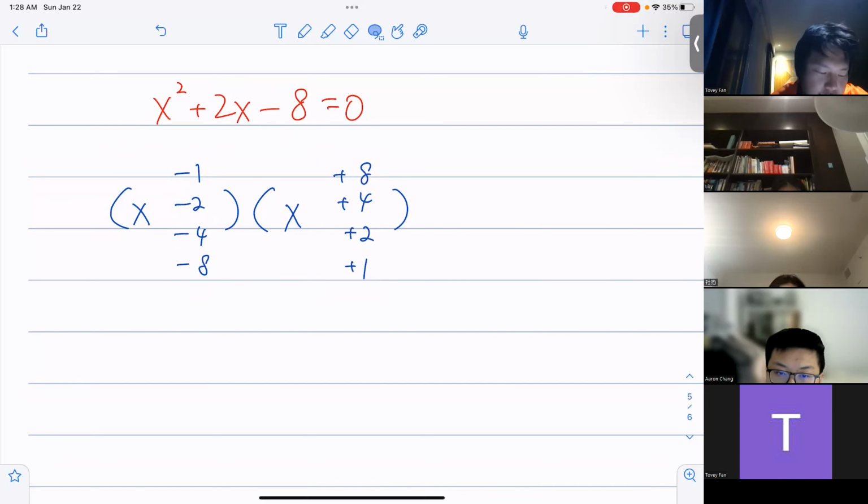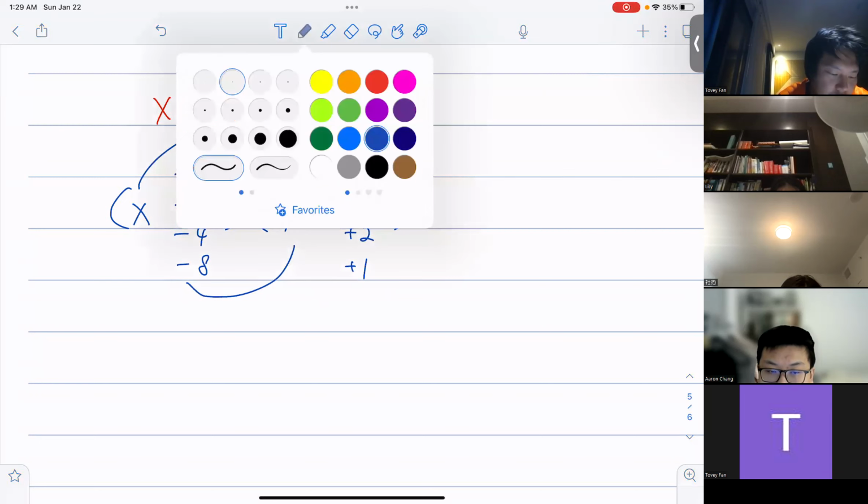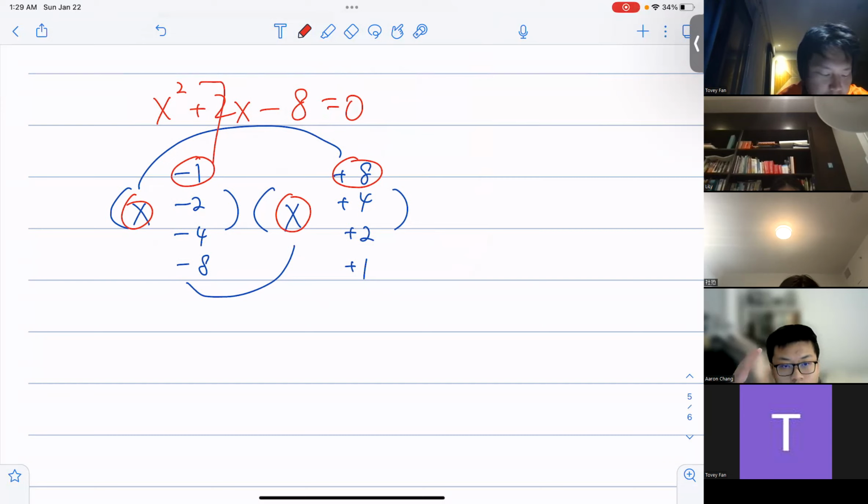But which one is our solution? Now we have to look at the middle number. It's +2. So think about this. The next part will be x times this number and this number times x. So say that you choose the first group, then you will have -1x and then plus 8x. So that means you're gonna have 8 minus 1, you should have a 7 in the middle. So if you have a 7 in the middle, that will be the first one.